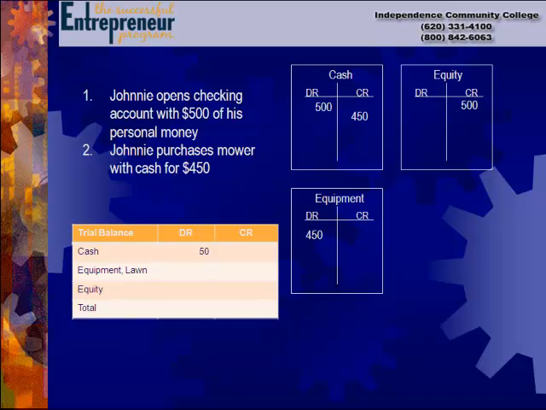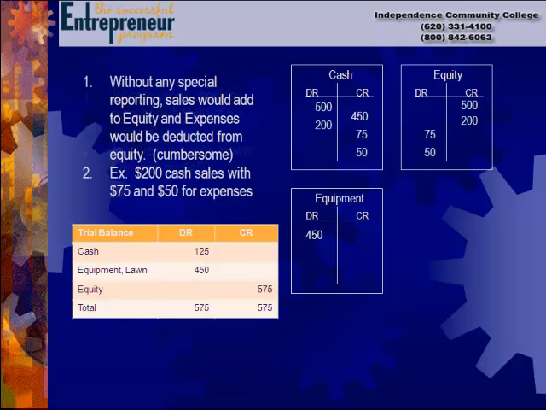There's $50 left in the cash account after paying for the lawnmower, so we post $50 as a debit to the trial balance for cash. Next, we post $450 as an asset to the equipment line in the trial balance, followed by posting the $500 credit to the equity line. Both sides total $500. The balance sheet is considered to be a snapshot of assets, liabilities, and equity at any given point in time.